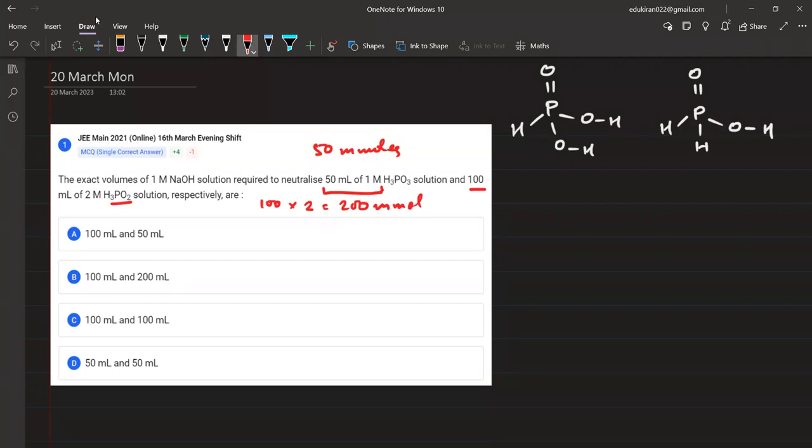So in H3PO3, how many acidic H do we have? We have two acidic hydrogens, and here we only have one acidic hydrogen. So basically I can say that 50 into 2, that is equal to 100 millimoles of H+ I will be getting. Is this clear, please tell me first of all, about the number of moles of H+ ions. Yes, sir. Yes, sir.